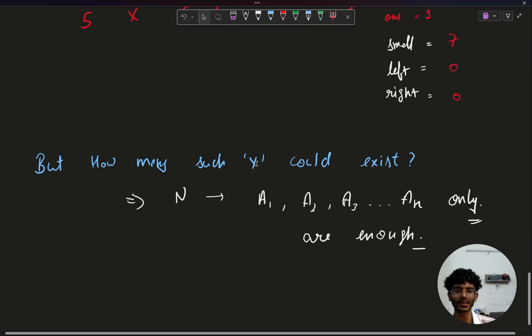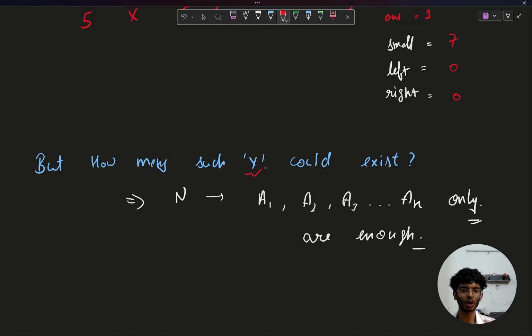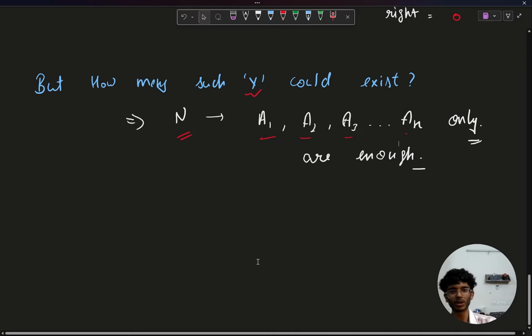But now we don't know what this x is, right? So how many total possible values of this x could exist? It turns out that the maximum number of values of x is n. Why? And what are those n values? They're nothing but a1, a2, a3, dot, dot, dot, a of n. So we could try all the possible values of x as a possible candidate. We get the minimum number of glasses I need to remove for each one of them. And in the end, we can print n minus the minimum number of glasses. And that is pretty much the whole solution.